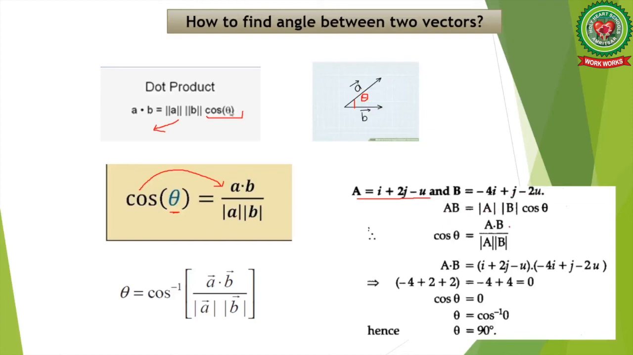Okay, now A dot B is equal to AB cos theta. This is the relation. So how can you find A dot B? Simply you have to multiply i component with i component of the other vector. So it comes out to be 1 into 4, 4. 2 into 1, plus 2. Minus 1 into minus 2, plus 2. And the answer is 0. Okay, if this A dot B is 0, what does it mean? Cos theta is equal to 0, because 0 divided by anything obviously gives you a 0 result. And cos theta 0 means theta is 90 degrees. In this way you can find the angle between two vectors.